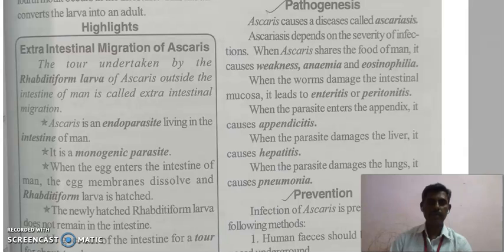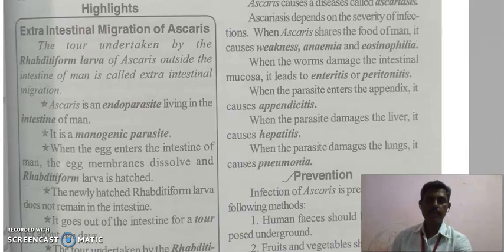When the worms damage the intestinal mucosa, it leads to enteritis or peritonitis. When the parasites enter the appendix, it causes appendicitis. When the parasite damages the liver, it causes hepatitis. When the parasite damages the lungs, it causes pneumonia.